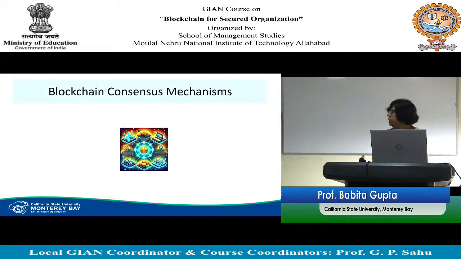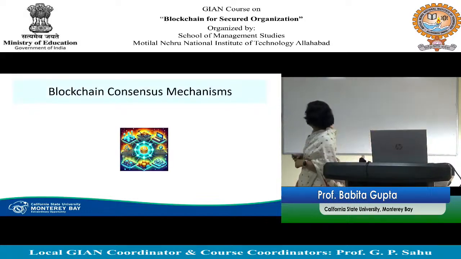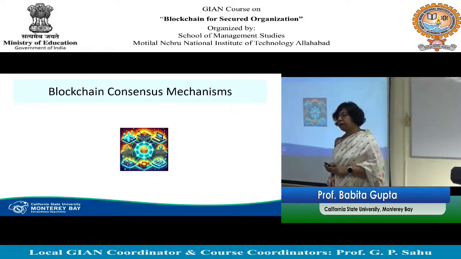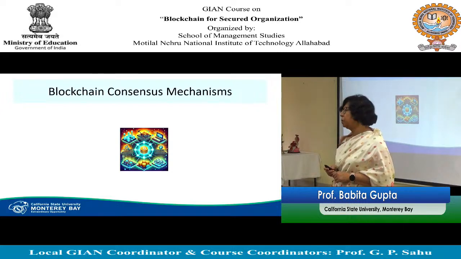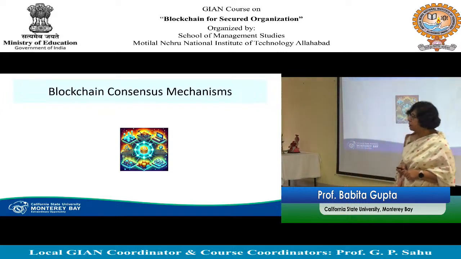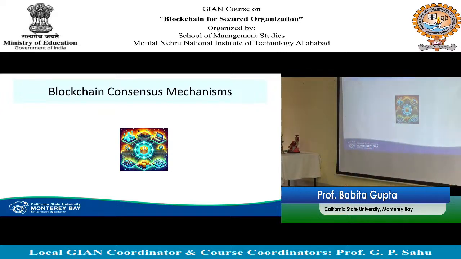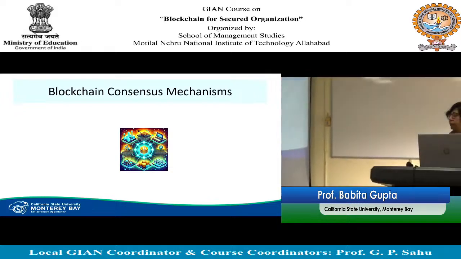So now we are going to move into the blockchain consensus mechanisms. Okay, we talked a little bit about the proof of work before, but there are other mechanisms. So we are going to take a quick overview of these as well.